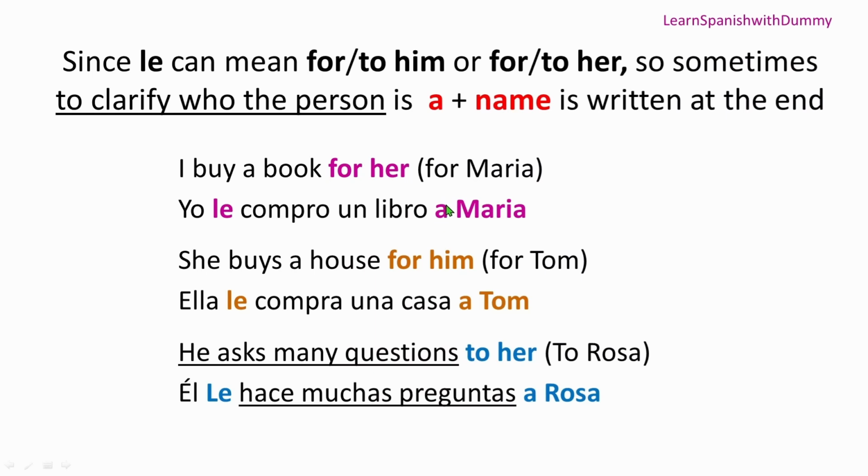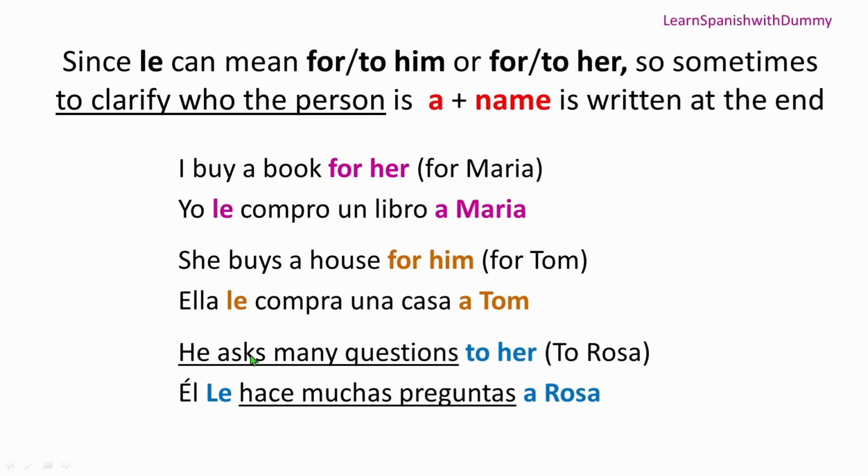Now this "a" can either mean "to" or "for", okay, for Maria, and "le" means for her, so it's the same thing, right? Perfect. Next is, she buys a house for him. Now we say, ella le compra una casa. Okay, compra una casa, where casa is house. But I want to specify that him is Tom. So I'll say, ella le compra una casa a Tom. Okay, "a Tom" is the same thing as "le".